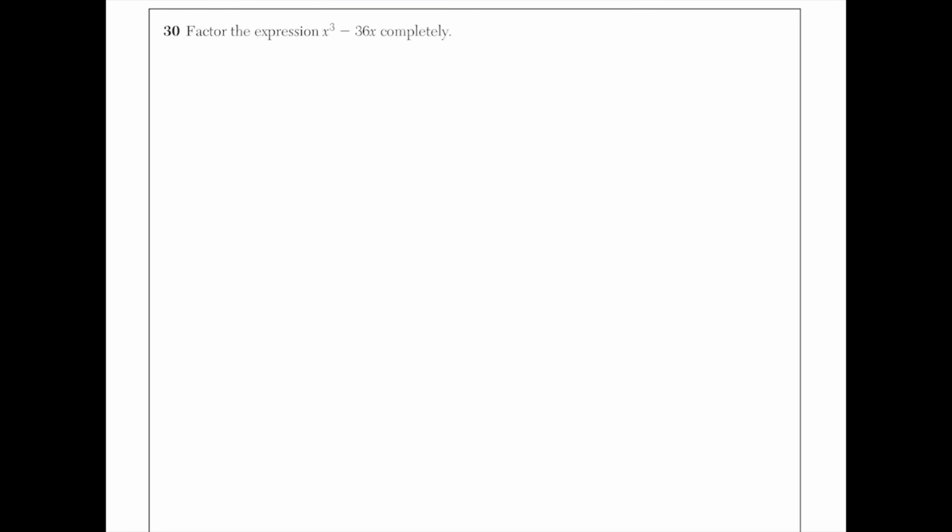I think this is our last 2-point problem. We need to factor the expression. It's a binomial. We need to just factor it completely. That's all they want us to do. So I'm going to start by just rewriting it: x to the third minus 36x. And try and think, what can I factor first?